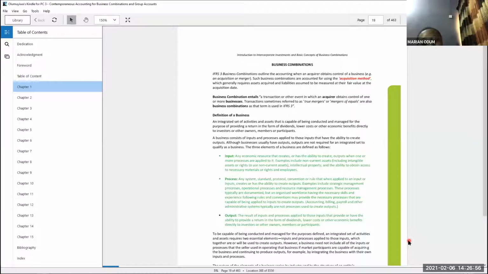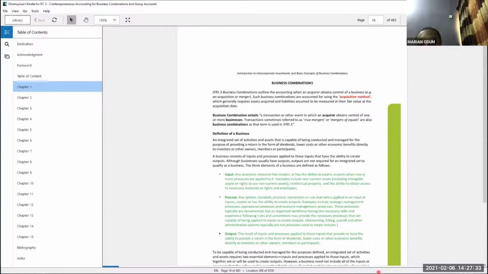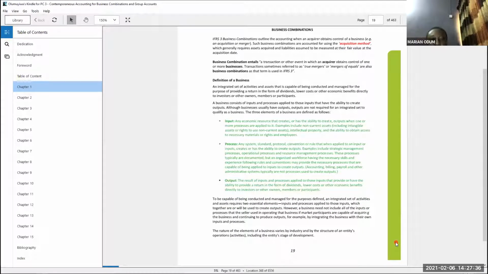To be capable of being conducted and managed for the purposes defined, an integrated set of activities and assets requires two essential elements: inputs and processes applied to those inputs, which together will be used to create outputs. However, a business need not include all the inputs or processes that the seller used in operating that business if market participants are capable of acquiring the business and continuing to produce outputs, for example, by integrating the business with their own inputs and processes.